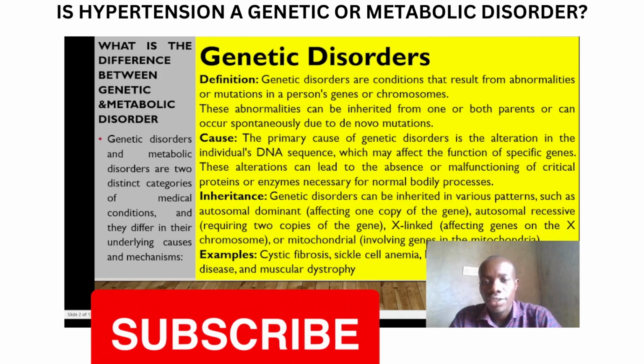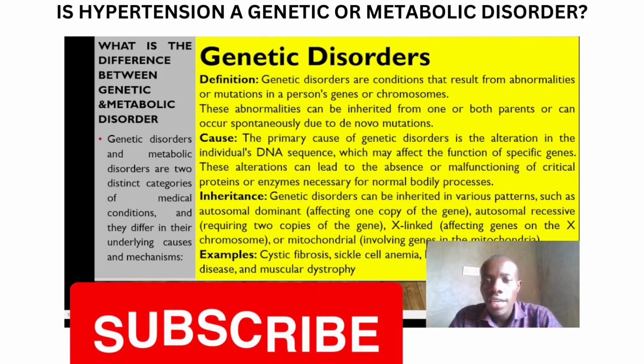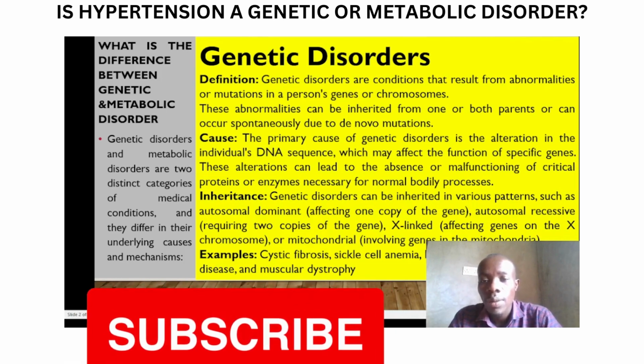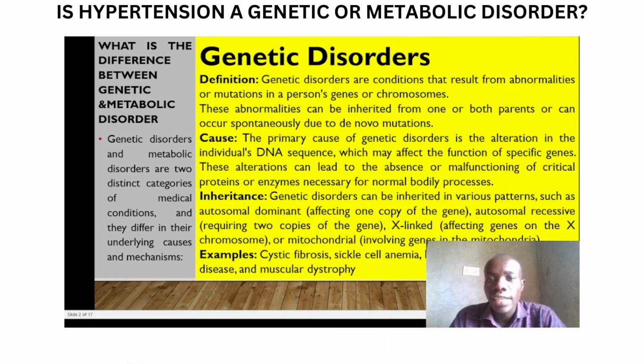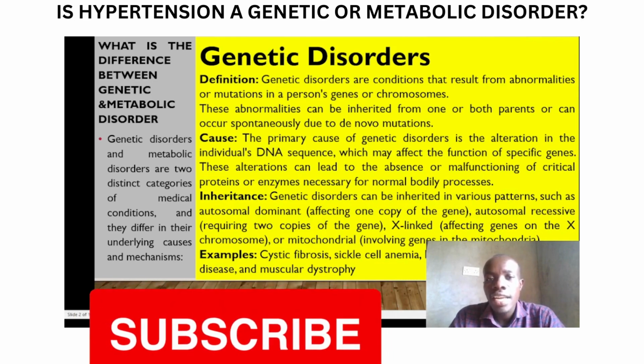bodily processes. So you know, DNA synthesis normally occurs in the S phase of the interphase. You have the G1, S, G2, and then we can go to the mitotic phase. So the S phase, that is where gene replication, DNA replication normally occurs. So genetic disorders can be inherited in a number of ways, and we have four main ones.